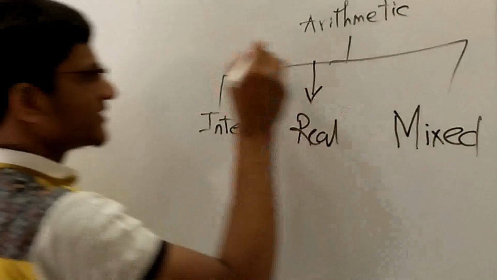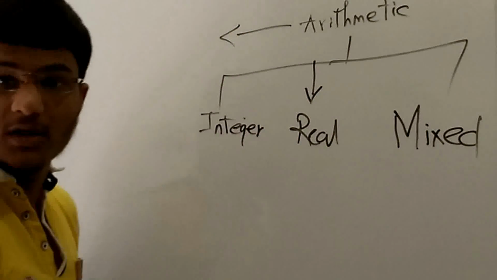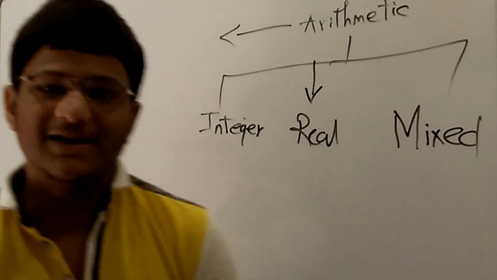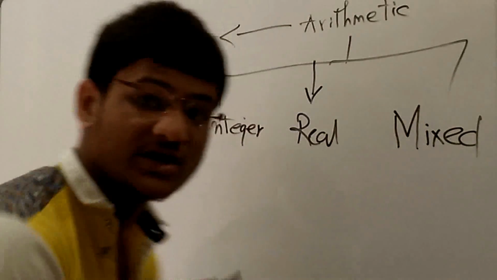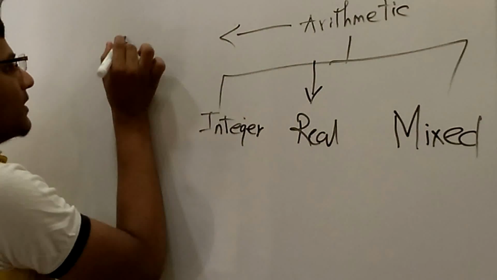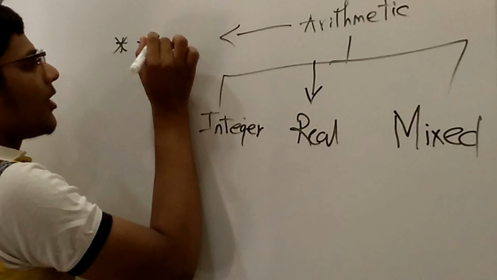First of all, let's see what exactly arithmetic operators are. Arithmetic operators are basically mathematical operations: addition, subtraction, multiplication, division, and modulo. These are our arithmetic operators.